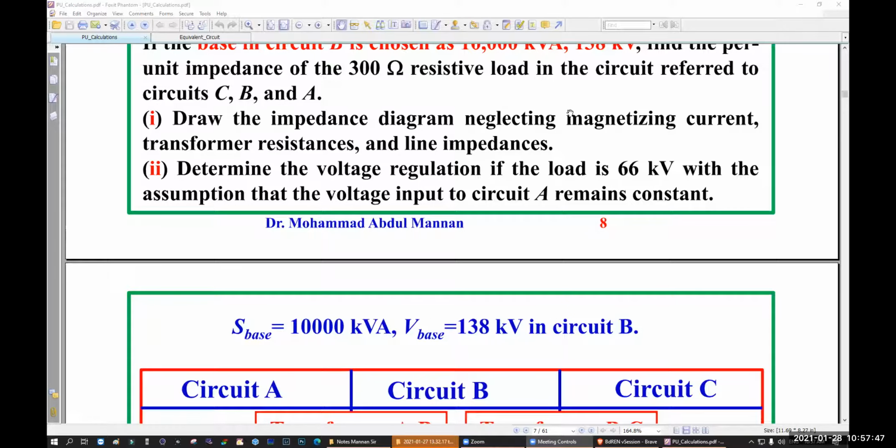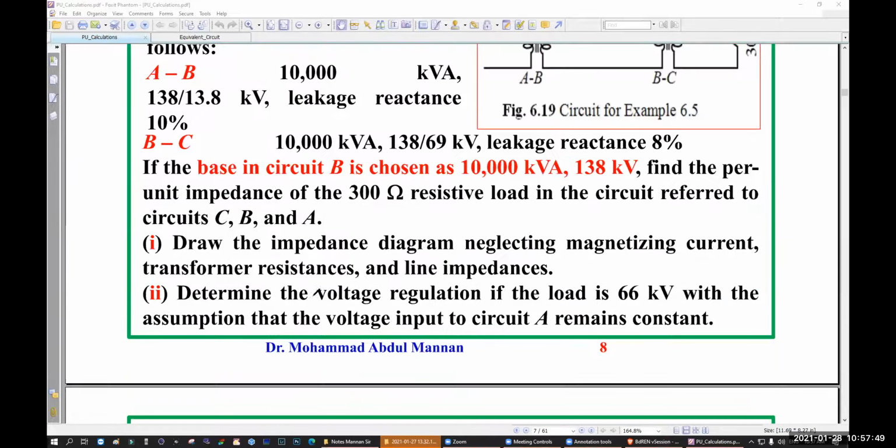See, determine the voltage regulation if the load is 66 kilovolt, not 69, because here our voltage is 69, right? But our load is taking 66, with the assumption that the voltage input to circuit A remains constant. Okay? So in circuit A we have 13.8, no problem. It is constant, but our load is taking 66, not 69. Now we have to find out the voltage regulation.